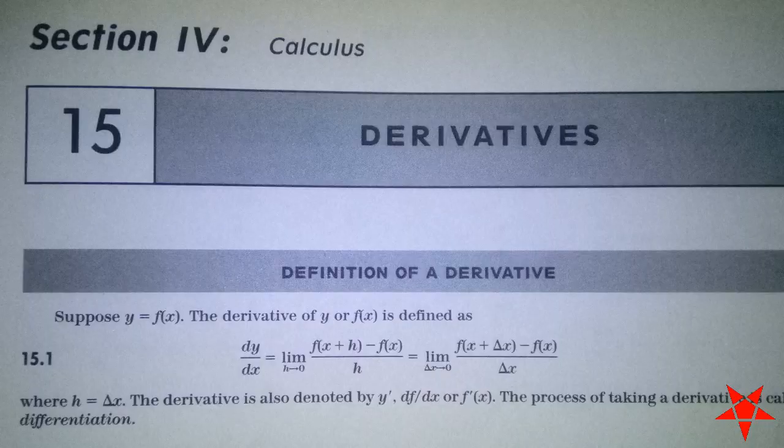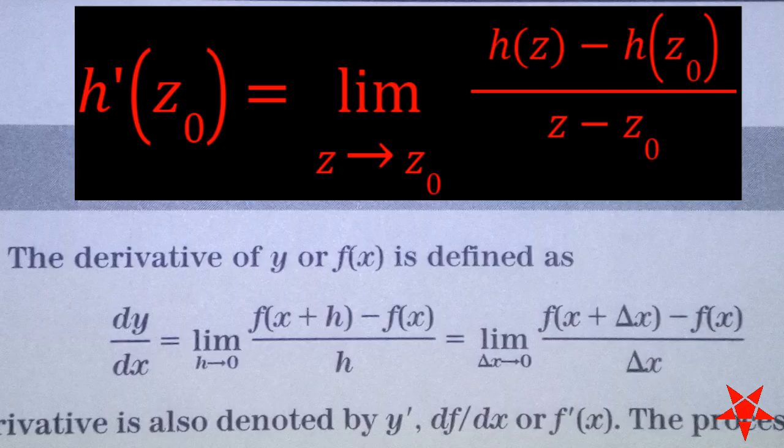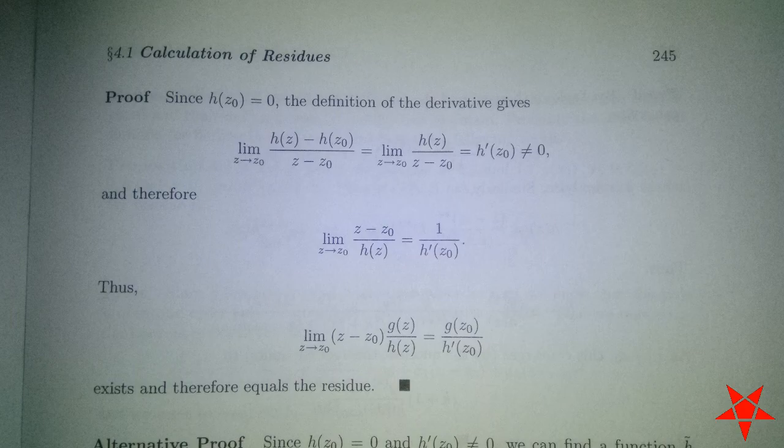I should point out that if you look at the definition of a derivative as applied to h prime of z naught, then you can see how one method gives rise to the other. A proof of this is shown on page 245 of the text.